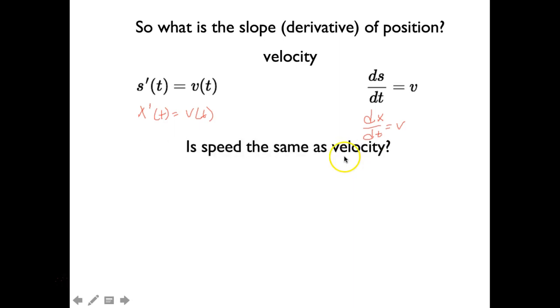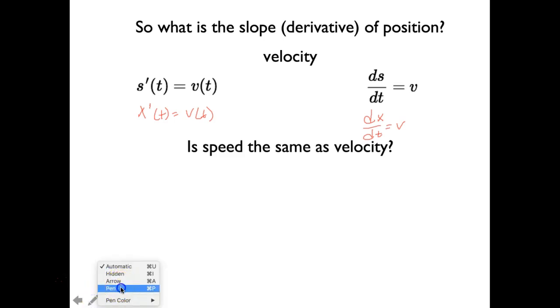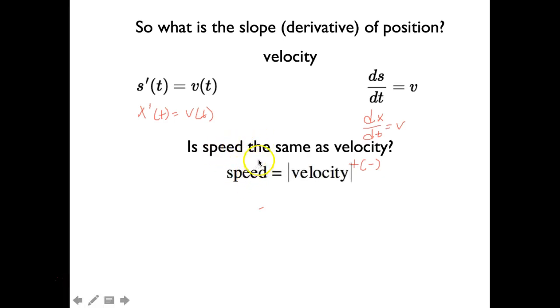Okay. Now, is speed the same as velocity? This is something you remember from physics. And I would hope that you would say no. Speed is not the same as velocity. Speed has no direction, while velocity does have direction, which means that velocity can be positive or negative, right? It can be going forward or backward. Speed doesn't tell you which direction it's going. It's just a magnitude. It's just a number. So in this case, we know that speed is the absolute value of velocity, okay?